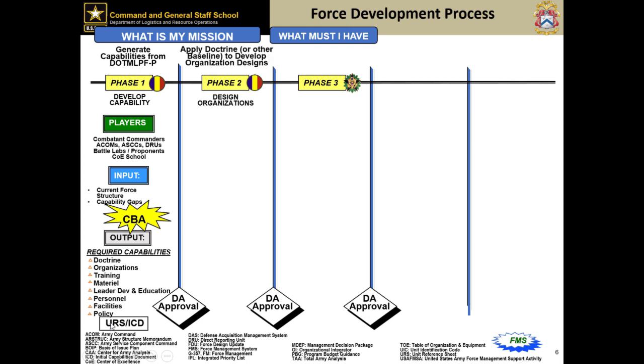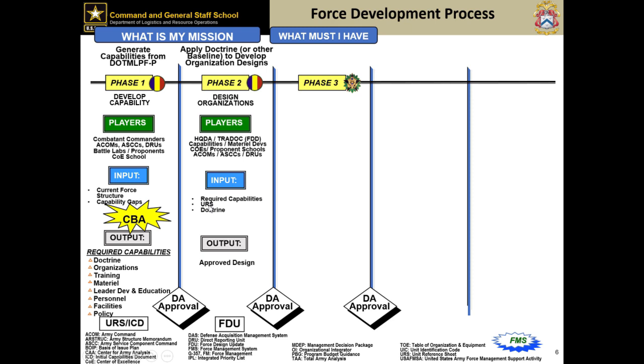So the second phase is again owned by TRADOC. This is where we apply doctrine to come up with a design, a doctrine-correct design. Those are some of the players, some of the inputs. So we look at doctrine, what required capabilities. The URS is a big input because that comes from the Center of Excellence experts. And the output is an approved design called an FDU, a Force Design Update. We'll go over what that looks like in a minute.